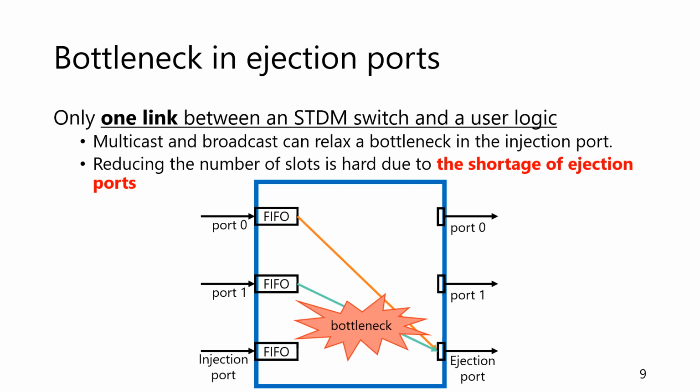In this slide, a bottleneck in ejection ports is illustrated. An STDM switch has only 1 port for injection or ejection. Multicast and broadcast can relax a bottleneck in injection ports. However, there is a bottleneck in ejection ports. We can't reduce the number of slots due to the shortage of ejection ports.